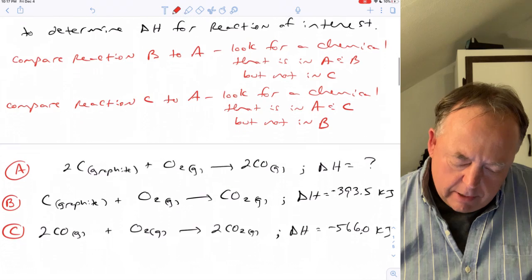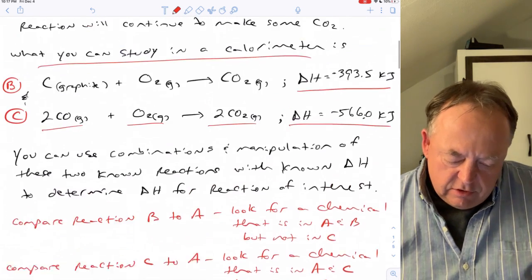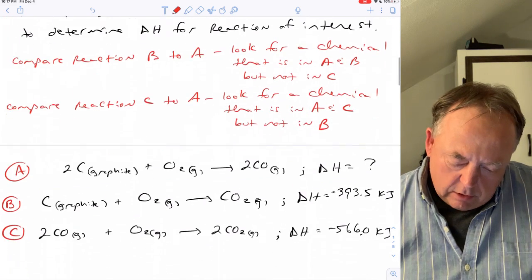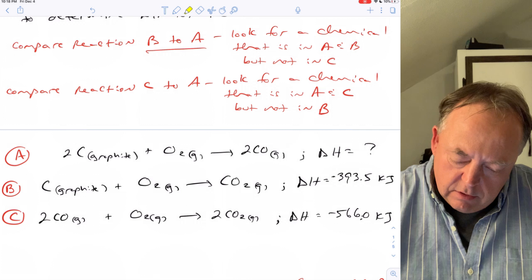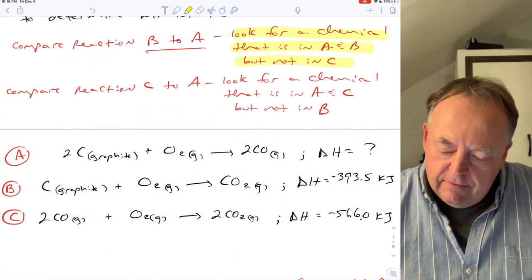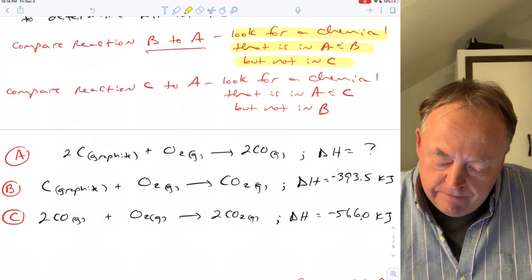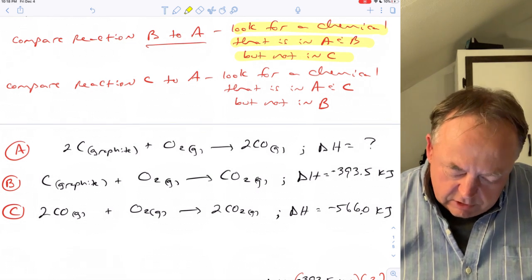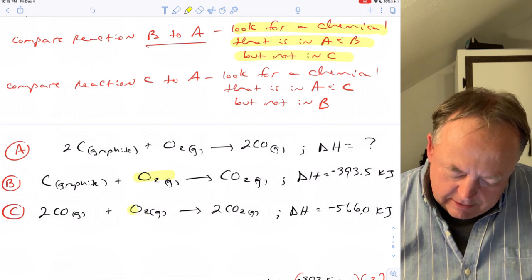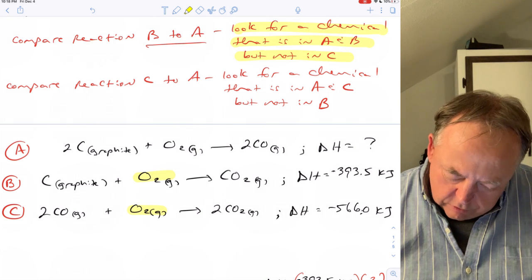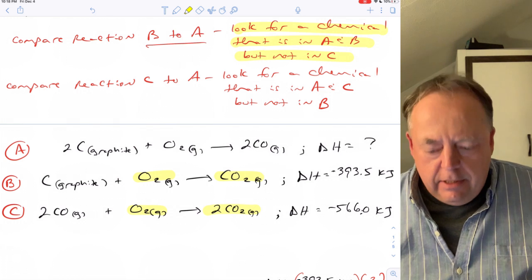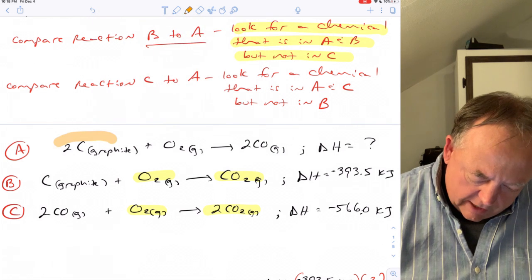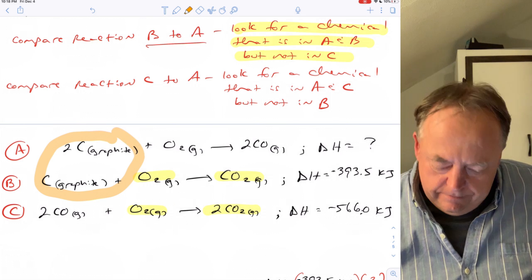So what we want to do is compare reaction B to the reaction of interest A, and then compare reaction C to A. Let's compare B to A. We want to look for a chemical that is in A and B, but is not in C. We wouldn't want to use O2 because O2 is in B and C. We wouldn't want to use carbon dioxide because it is in B and C. But graphite is unique to A and B. It's not in C.